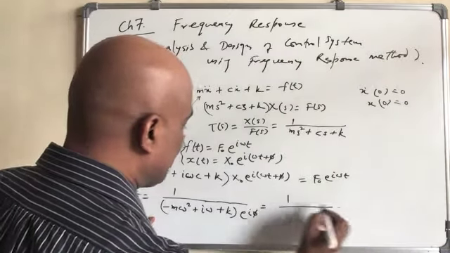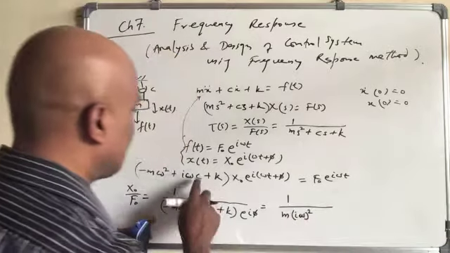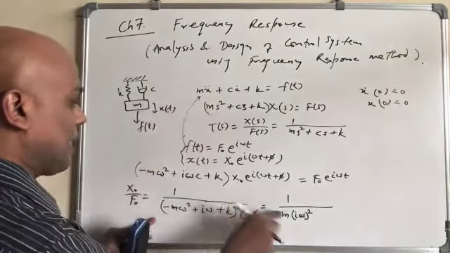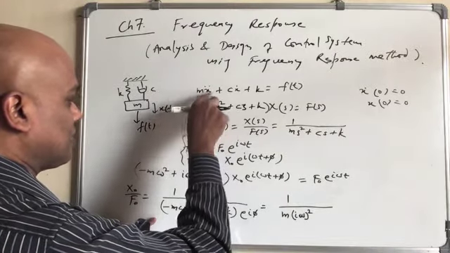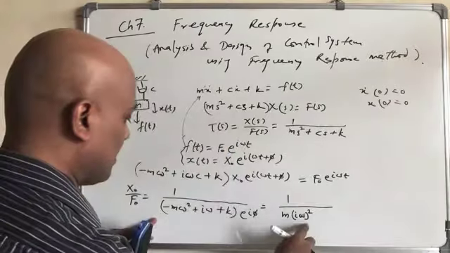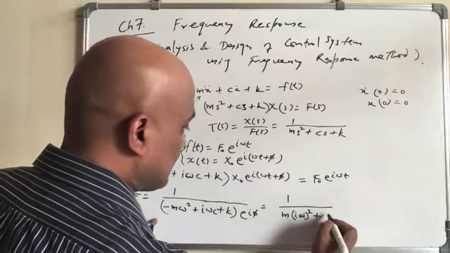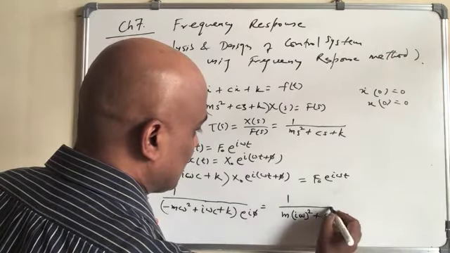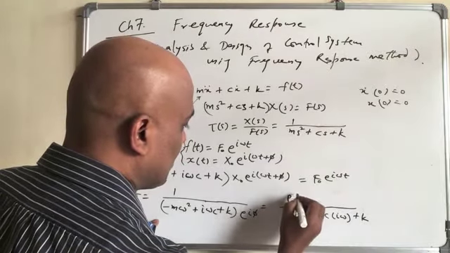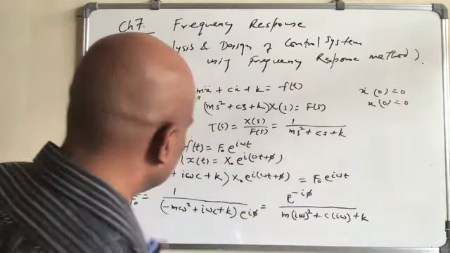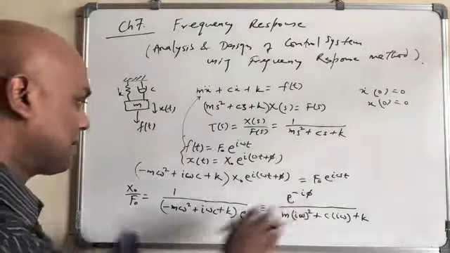So let us write like this: m (i omega) squared, this is how it actually was. Double differential gives i omega squared here, plus C times i omega, plus K, and here you have e to the power minus i phi. So this is what you have.